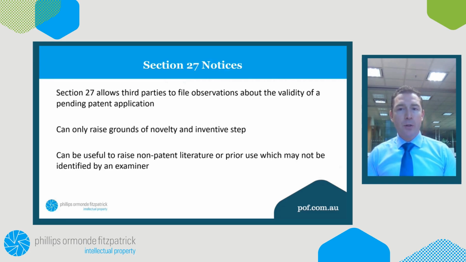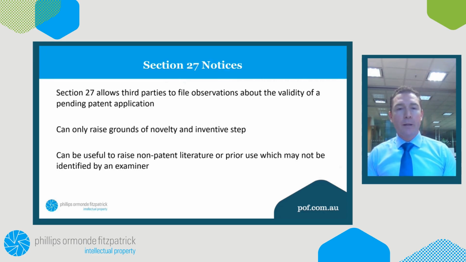The notice allows a person to identify documents that they rely upon to assert the lack of novelty or inventive step, and also provide observations as to why the application is invalid in light of those documents. The notice can include both technical information and also legal argument. And Section 27 notices can be particularly useful in bringing non-patent literature to the attention of an examiner. Such prior art may not readily be available to the examiner and can be brought to light usefully by this mechanism.